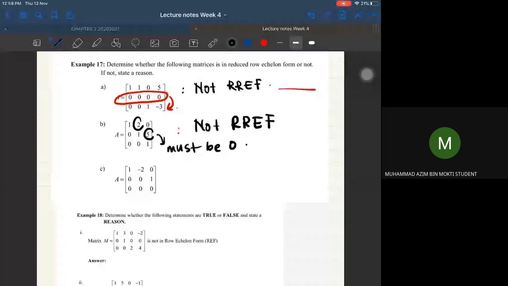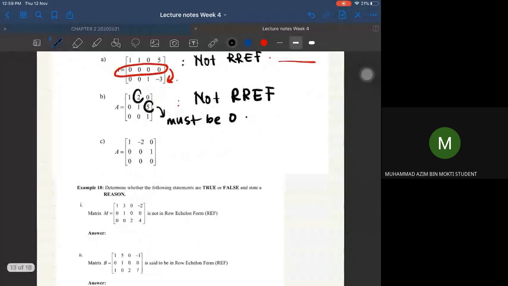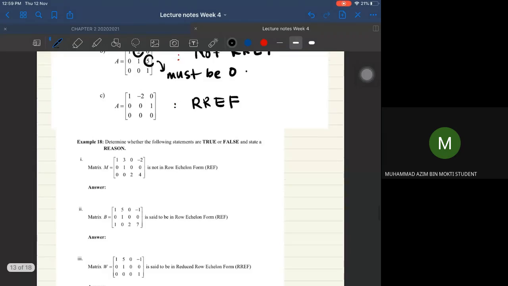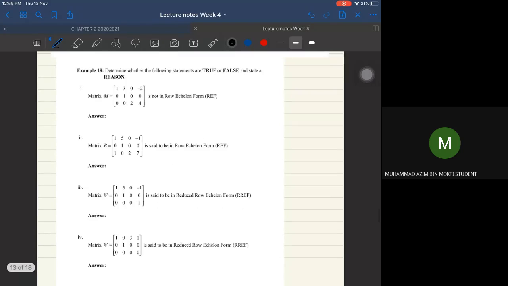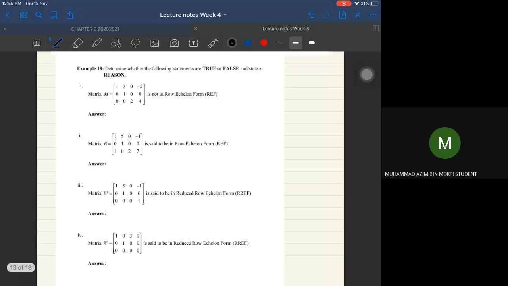Must be 0. And C here, this is RREF. Leading mesti 0. Arif cakap apa ni leading mesti 0? Oh, okay. Faham. Bila leading 1, ini ada entries in that column must be 0. Okay. So, for this one, example 18. Yang ni pun soalan partial midterm. Partial midterm exam. Okay. So, you need to identify the following statement are true or false and state a reason.